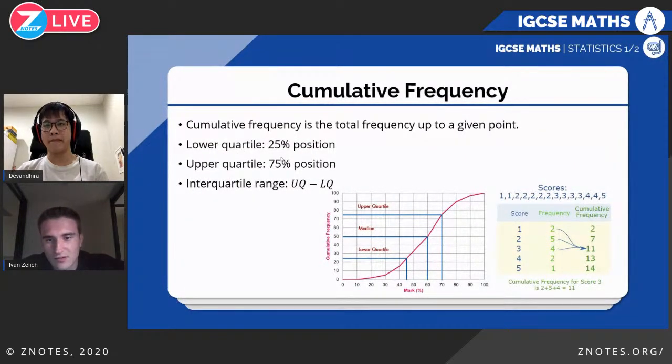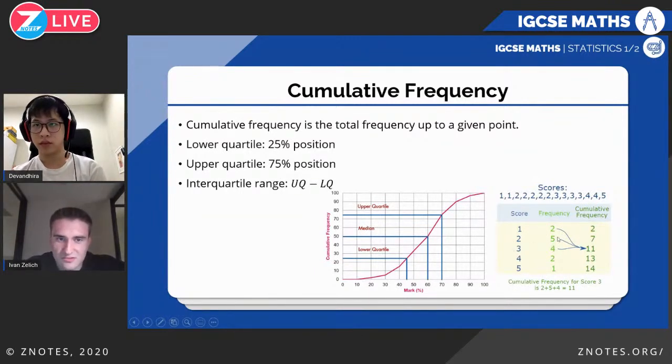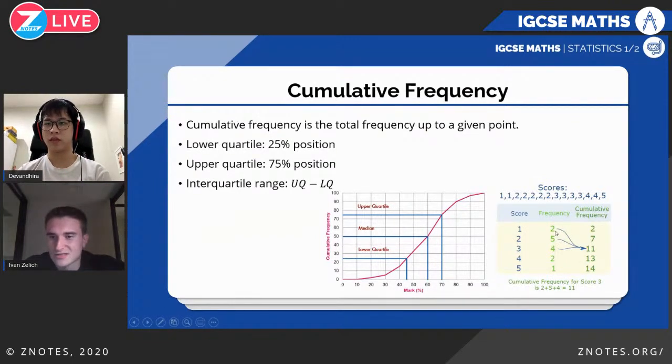So yeah, cumulative frequency. If you're given a frequency distribution table, for example, score and frequency. The score of 1 is obtained twice, score of 2 is obtained 5 times. Cumulative frequency is you keep a running total. So score 1 is obtained twice, and therefore the cumulative frequency is 2. Score 2 is obtained 5 times, so the cumulative frequency is 2 plus 5, which is 7. And similarly, 7 plus 4 is 11, 11 plus 2 is 13, etc.